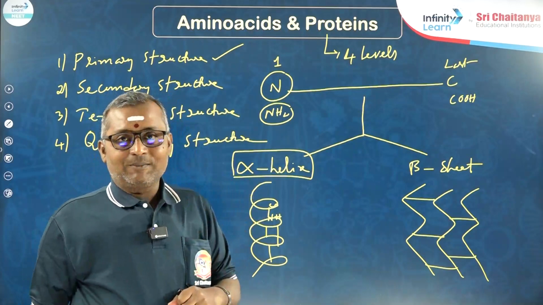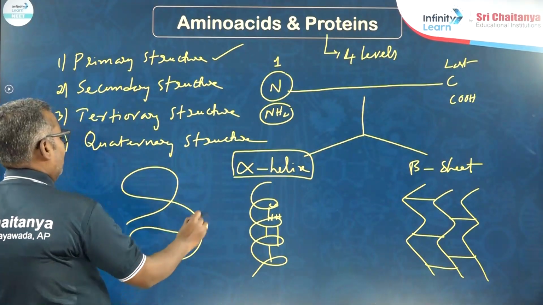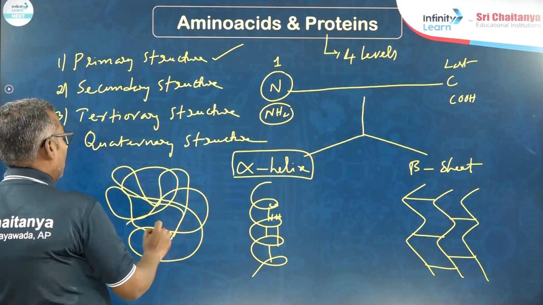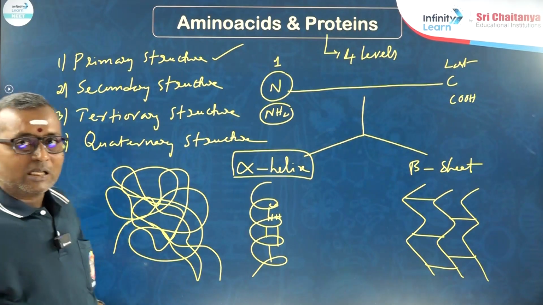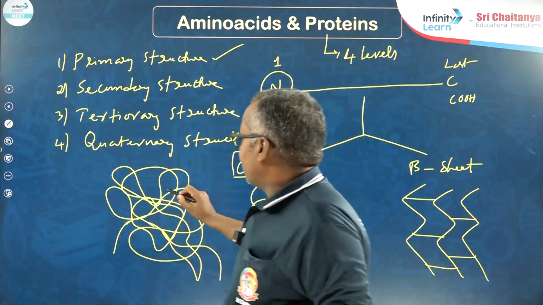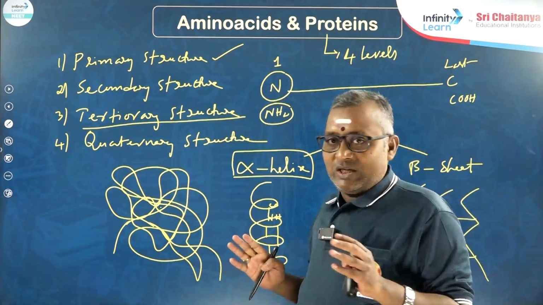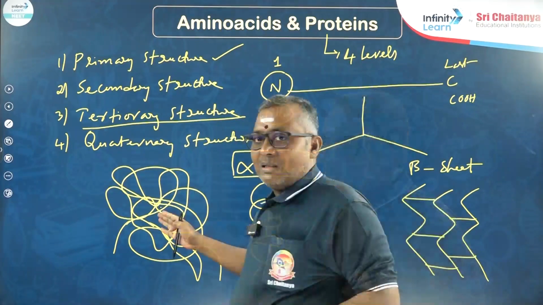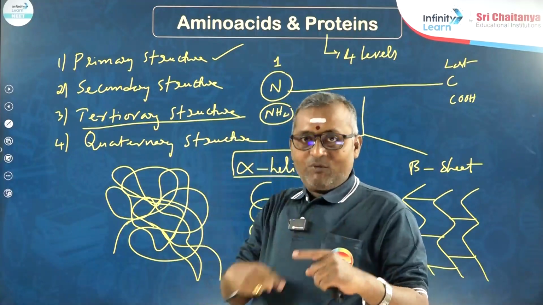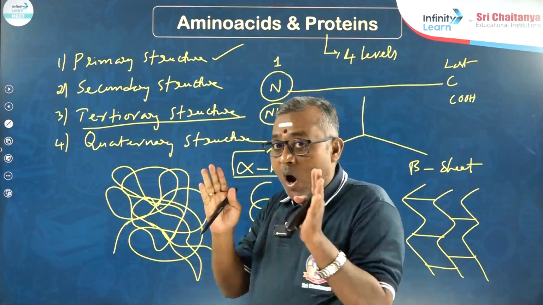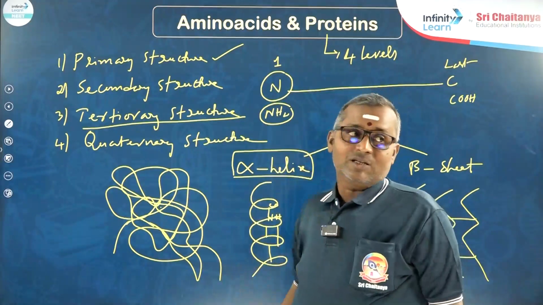This alpha helix is again folded, refolded and forms into a hollow woolen ball shaped structure or a spear. This spear itself is called tertiary structure. So tertiary structure is one that appears like a spear. The alpha helix itself is folded, refolded and forms into a hollow woolen ball shaped structure. That itself is called tertiary structure.